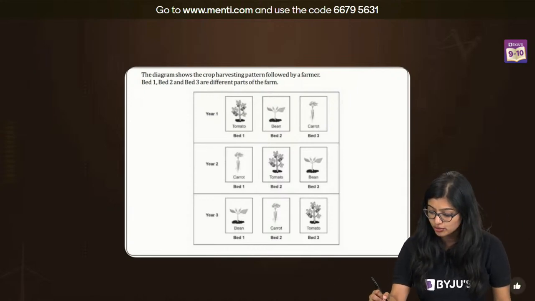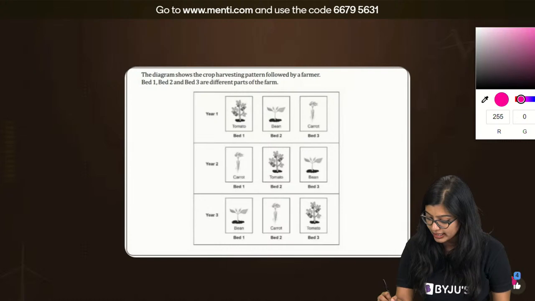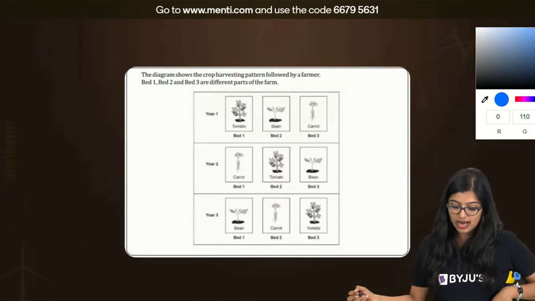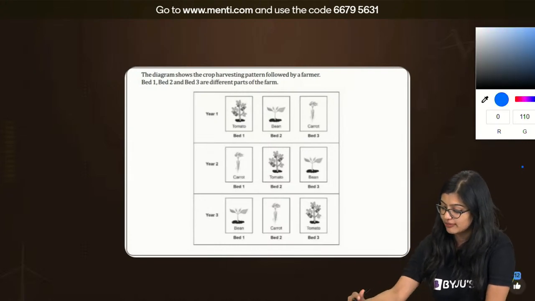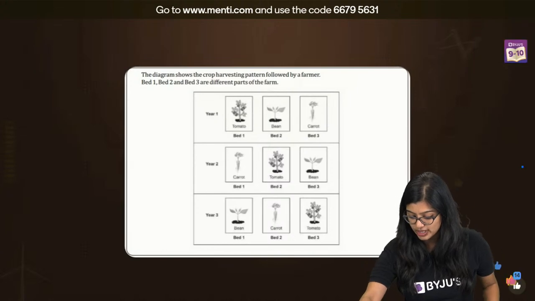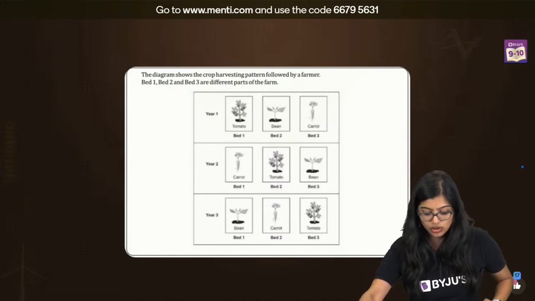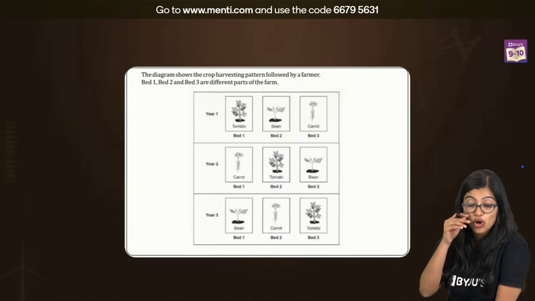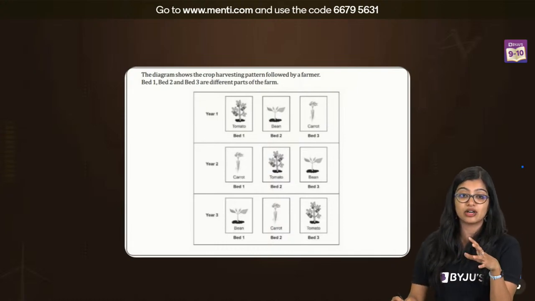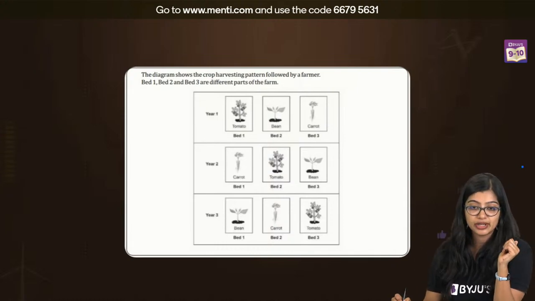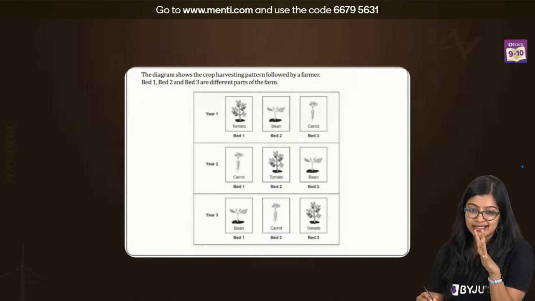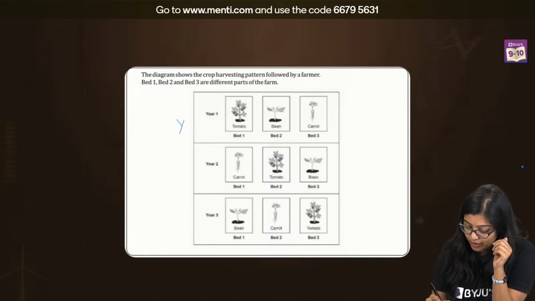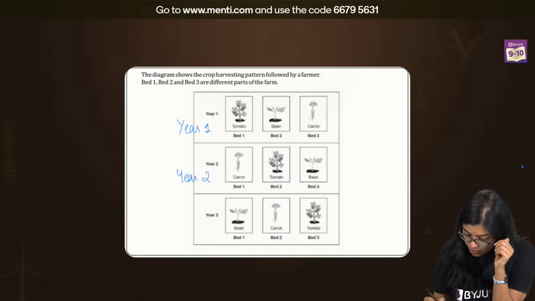But before I move on to the next question, I want you to quickly have a look. Here, as you can see, you have a diagram which shows the crop harvesting pattern followed by a farmer. I think the diagram is not very clear, which is why I'm going to write it down. This says year 1, this says year 2, and this says year 3, okay?